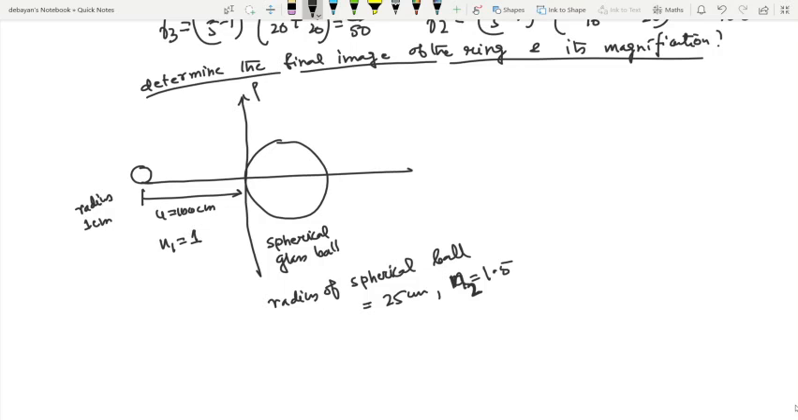In the first refraction, the value of n1 is 1, n2 is 1.5, the value of u is -100 centimeter, and the radius of curvature is +25 centimeter. If we substitute and calculate, v comes out +150 centimeter. Okay, that will come out.